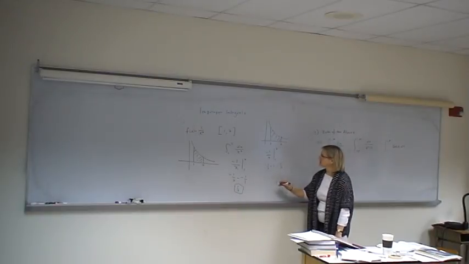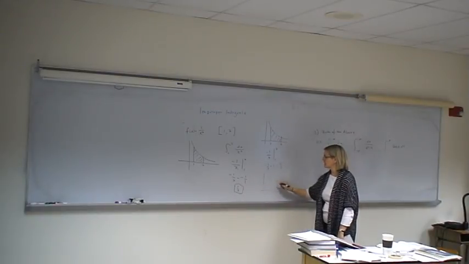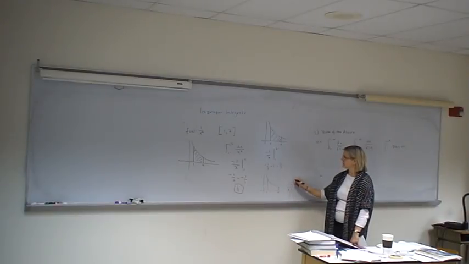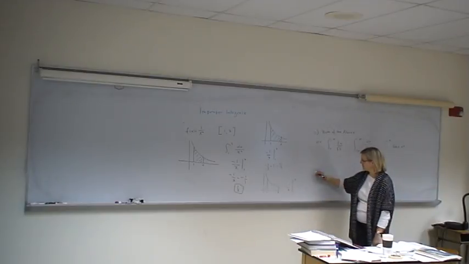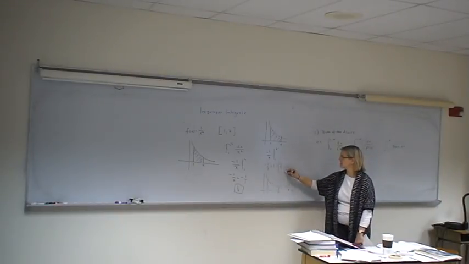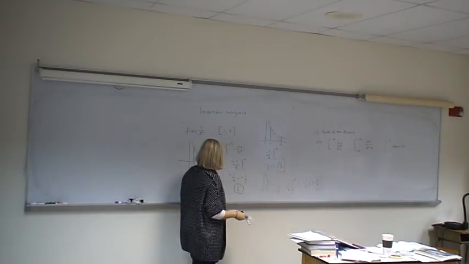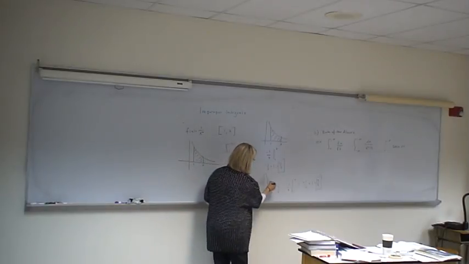Now, if I do the same thing and go from 1 to 4, we're going to get -1/x evaluated from 1 to 4. So that's going to be -1/4 plus 1, or 3/4. So look what's happening to these values as we start increasing our area here.